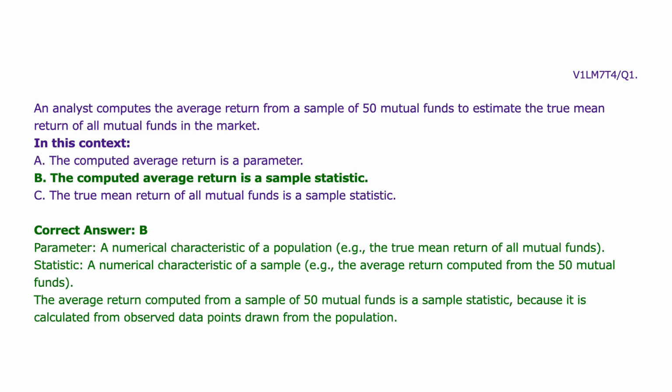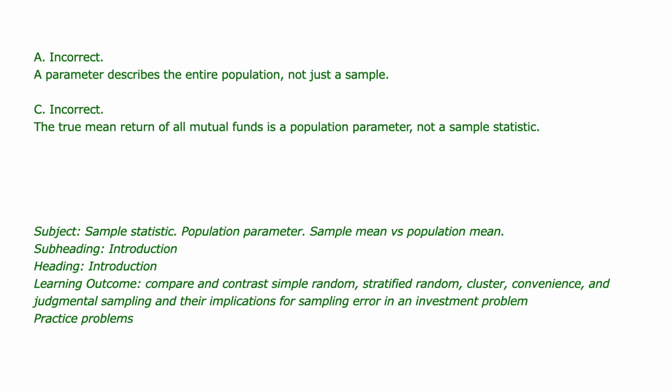The computed average return from the 50 mutual funds is a sample statistic because it is derived from a subset of the population. A parameter describes the entire population, while a statistic describes a sample. The analyst's calculation is based only on the sample. A. A parameter refers to the true mean of all mutual funds in the market, not the sample mean. C. The true mean return of all mutual funds is a population parameter, not a sample statistic.